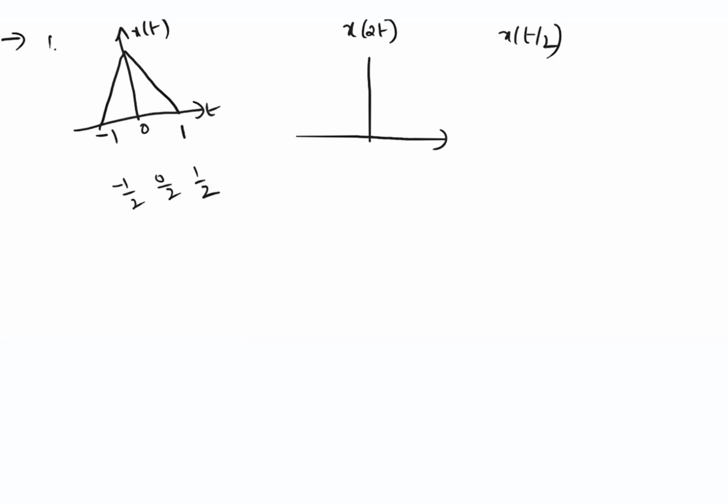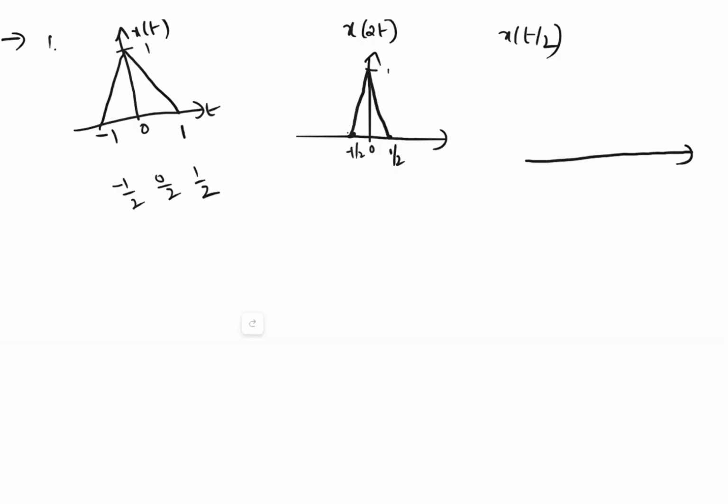Okay, so minus 1 by 2, 0 and 1 by 2. So simply this is minus 1 by 2, this is 0 and this is plus 1 by 2. And here the given amplitude is 1. So you'll get 1 here. So this is the signal. Okay, compare this with the original signal, it gets compressed.